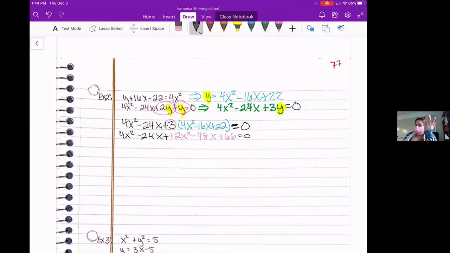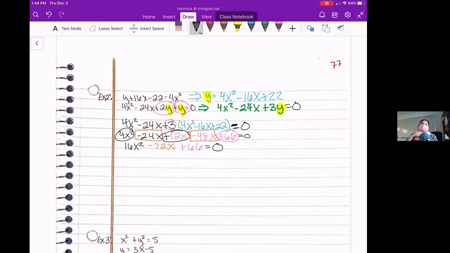From here, we're just going to combine like terms. So 4x squared plus 12x squared is going to give me 16x squared. Then we're going to have negative 24x and a negative 48x. That's going to give me negative 72x. And then my 66, I can just bring that down. And that's going to give me 0.